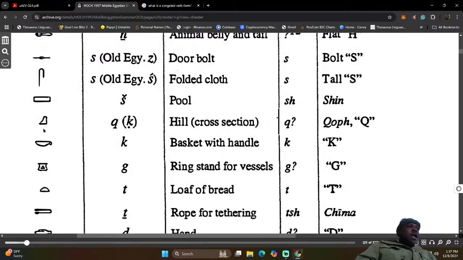Exactly. And now right here, we see a hill, the side of a hill. It doesn't matter if we know it's the side of a hill. It would matter that we know its pronunciation was like a Q, basically. This is a traditional K. It is a basket with a handle.